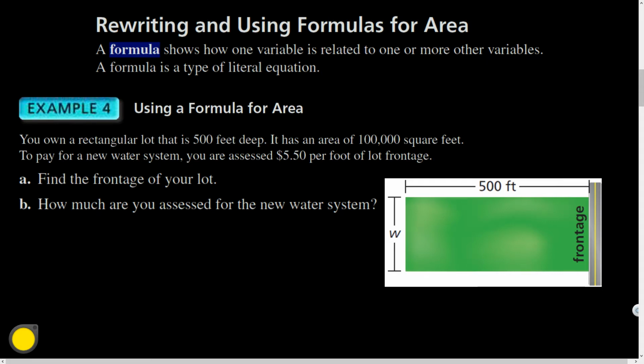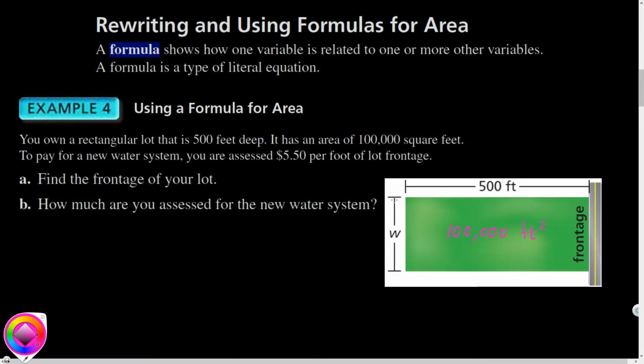All right, so here it says, find the frontage of your lot. Let's first verify some of these things. Your own rectangular lot is 500 feet deep. Bam, 500 feet. It has an area of 100,000 square feet. To pay for a new water system, you are assessed $5.50 per foot of lot frontage. Okay, let's first figure out what's the frontage of our lot.